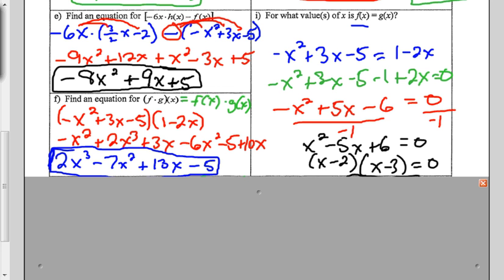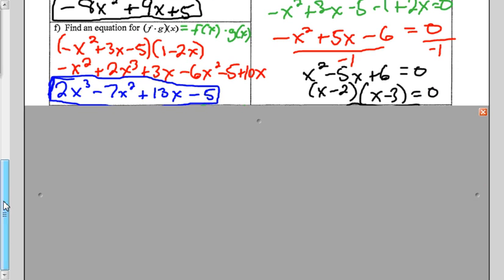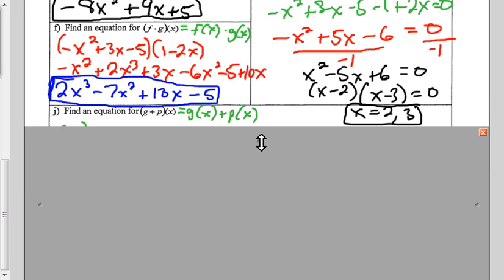Move over to I. Now we're trying to find what values of x where f of x equals g of x. So just set them equal to each other. I bring everything over to one side, set it equal to 0. Combine like terms, simplify, but let's get our leading coefficient positive, because that's more what we're accustomed to, then factor. Whenever you have two things multiplied together equals 0, at least one of them must be equal to 0. So x minus 2 equals 0, so x equals 2, and x minus 3 equals 0, so x equals 3.